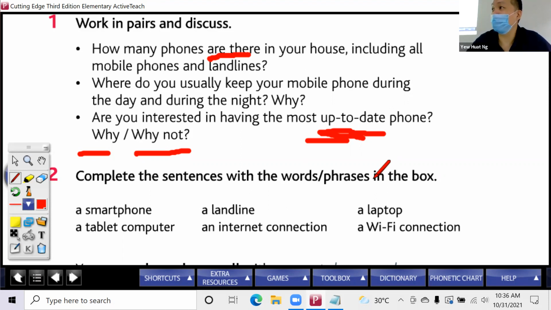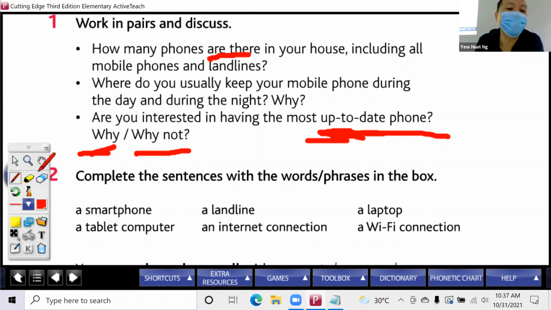So next year the iPhone 14 will come out, right? Will you buy it? Maybe, probably. Then what do you do with this phone? Okay, I see. And then what do they do with their iPhone 12? Okay. So you are interested in having the most up-to-date phone. Why? It feels good. Okay, and people look at it, wow, right?